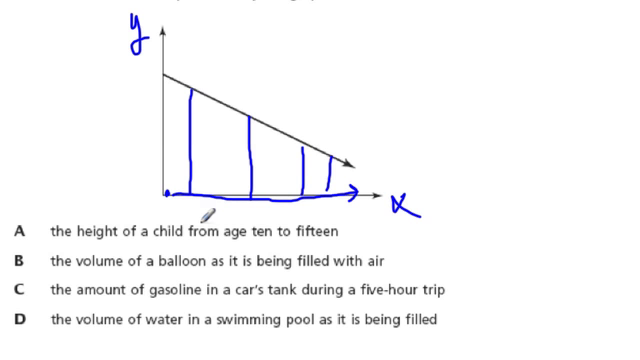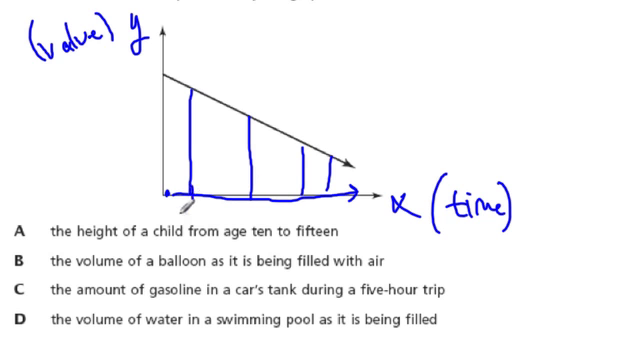So this could possibly represent what? Well, typically x is time, some sort of time, and y is some sort of value. So, the height of a child from age 10 to 15. In other words, as we go from, let's say, 10 years old over here to 15, as we go this way, typically children don't get shorter as they get older, right? So here, A is out.